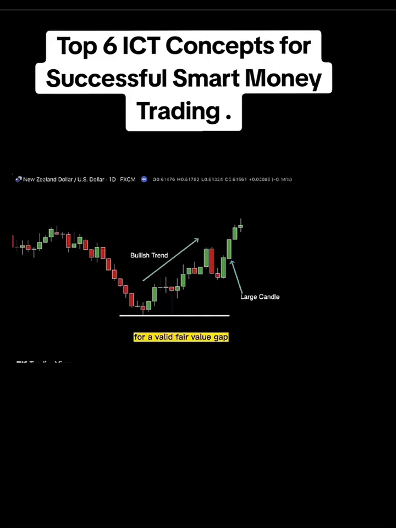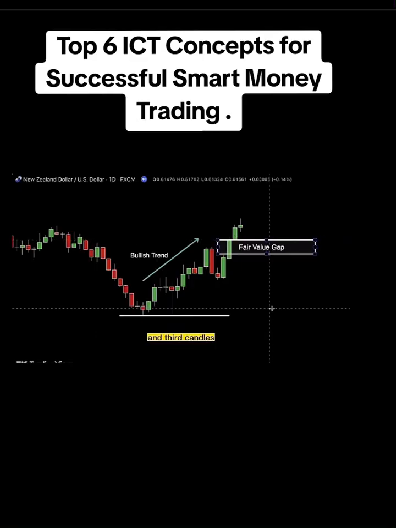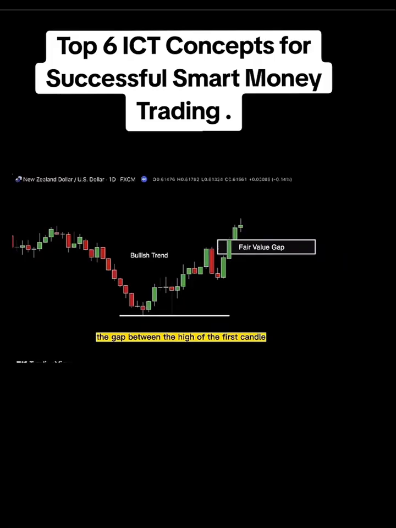After identifying a large candle, examine the preceding and following candles. For a valid fair value gap, the bodies of these two candles should not overlap the body of the middle candle, creating a gap between the wicks of the first and third candles. In a bullish trend, the gap between the high of the first candle and the low of the third candle is your fair value gap.